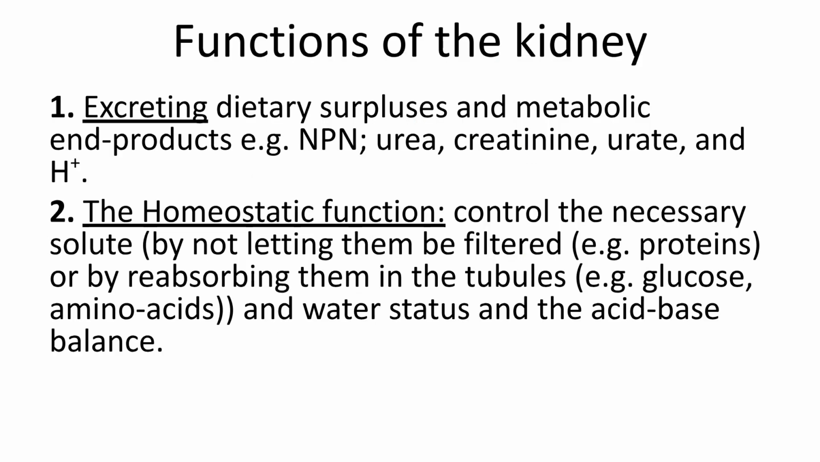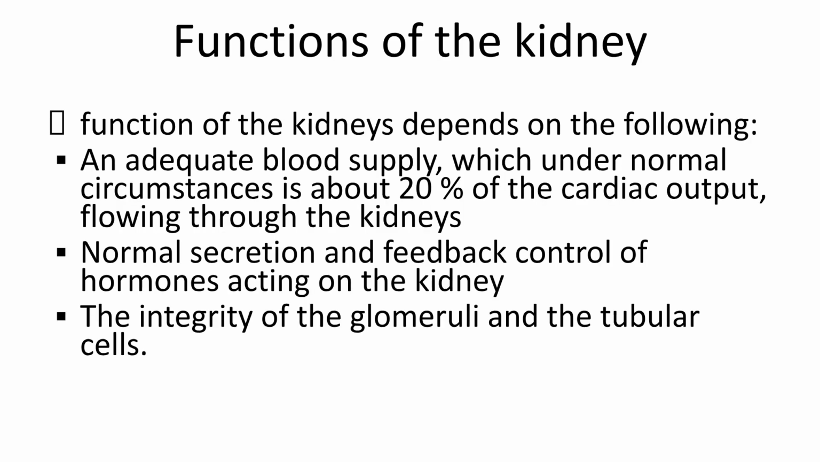Kidney functions include excreting metabolic end products, such as urea and creatinine. They also maintain homeostasis by controlling solute and water balance, as well as acid-base balance. Kidney function depends on an adequate blood supply, which is about 20% of the cardiac output. It also relies on normal hormone secretion and feedback, and the integrity of the glomeruli and tubular cells.